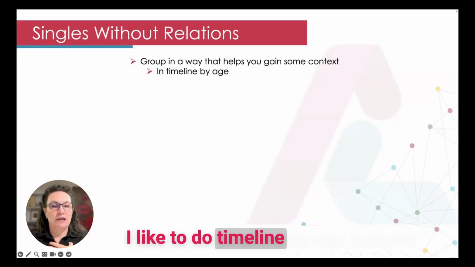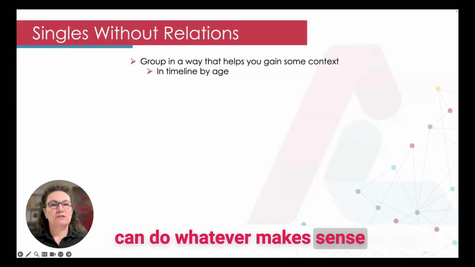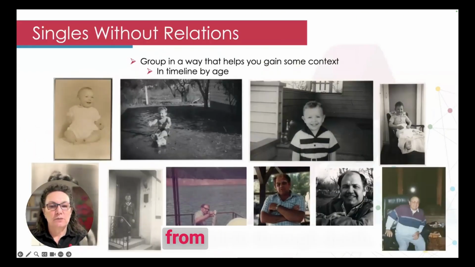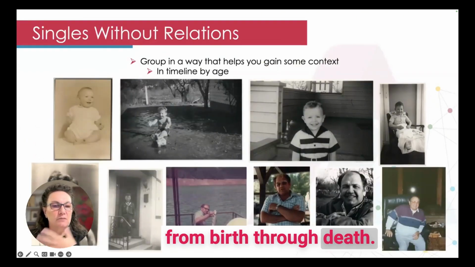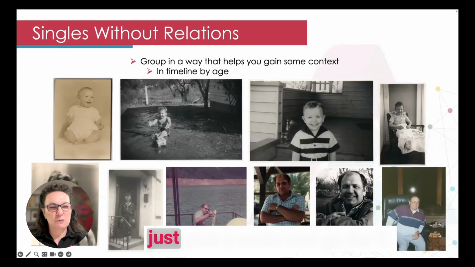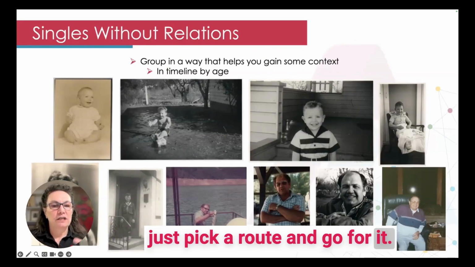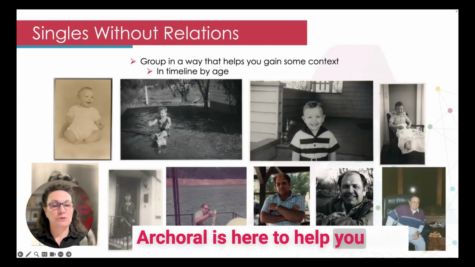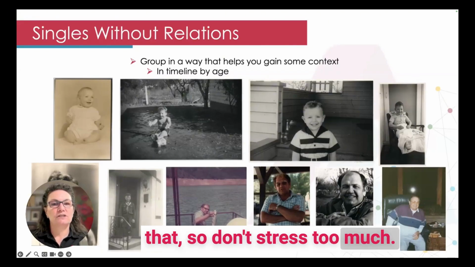I like to do timeline by age, but you can do whatever makes sense to you. So I take those and I put them so that they are basically from birth through death. Pick a person. There can be images with multiple people in them. Just pick a route and go for it. You don't have to be perfect. Archoral is here to help you with that. So don't stress too much.